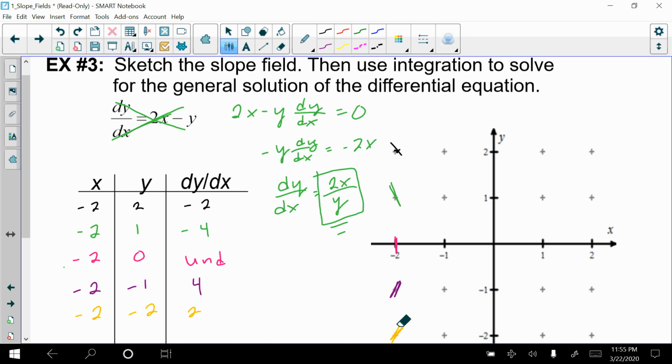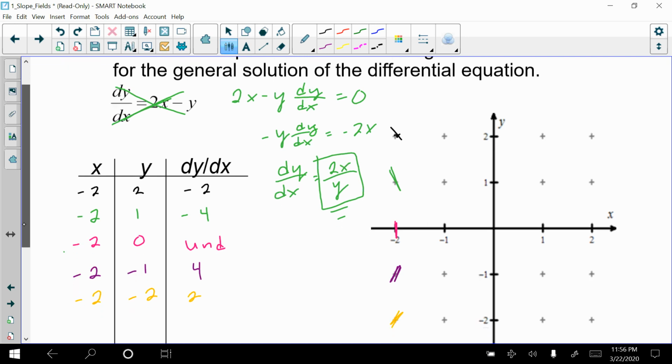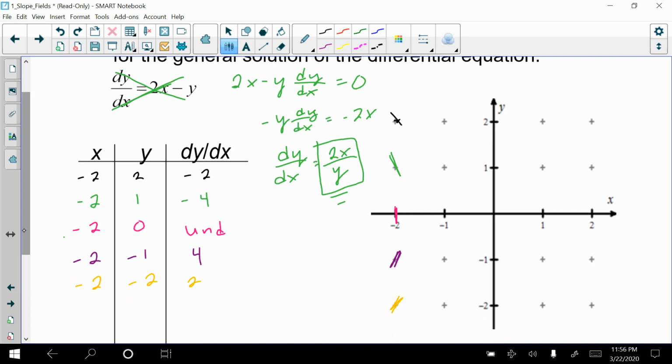But we are able to take advantage of some symmetry that we see in the problem. Okay, so you can see when x was at the extremes at positive 2 and negative 2 for y, we had the same slope, the absolute value, it's just that one was positive, one was negative. Same thing when x was a positive and negative 1, or when y was a positive and negative 1. So I'm going to just add a few more things here, and then I'll fill in the slope field overall.